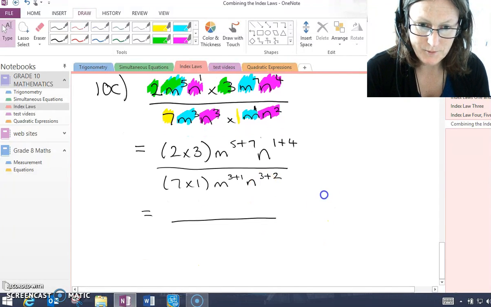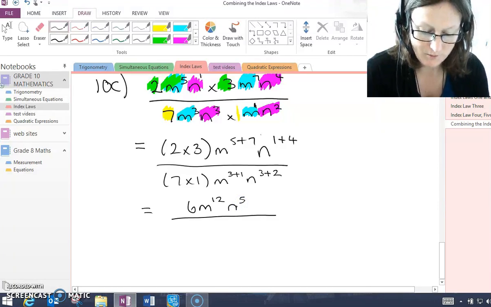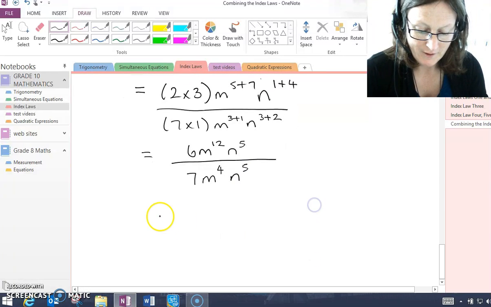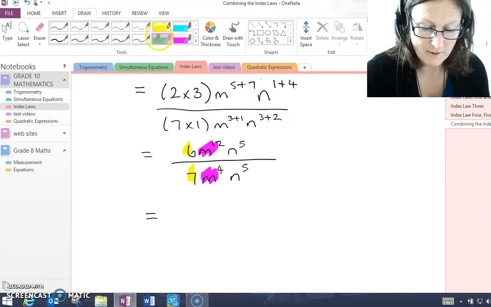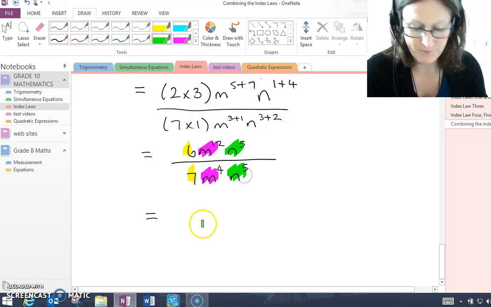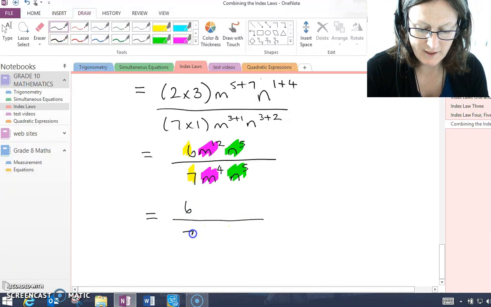Focusing back on the top, 2 times 3 is 6, m to the 5 plus 7 is 12, n to the 1 plus 4 is 5. Focusing on the bottom, 7 times 1 is 7, m to the 3 plus 1 is 4, n to the 3 plus 2 is 5. Now, again, my numbers, my m's, and my n's. I can't do anything to 6 and 7. That doesn't cancel down any further, so I leave that.